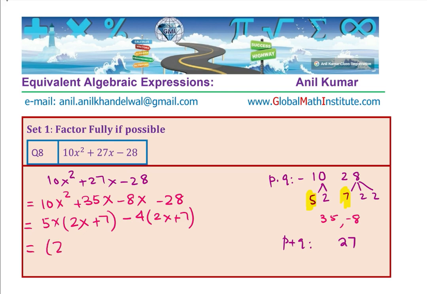So we do get 2x plus 7 as a common factor and 5x minus 4 as the other factor. Is that clear to you? Do you see the strategy? So we are applying this strategy of product and sum successfully.